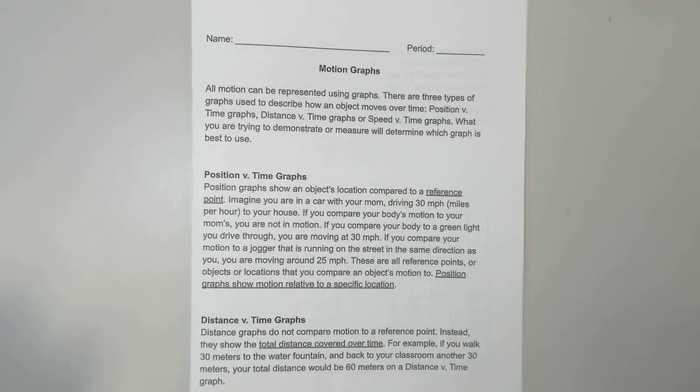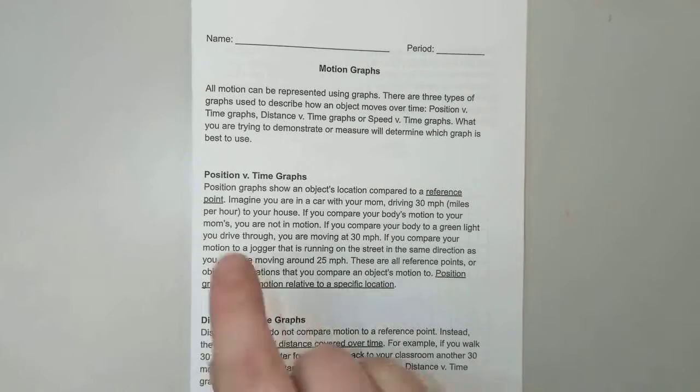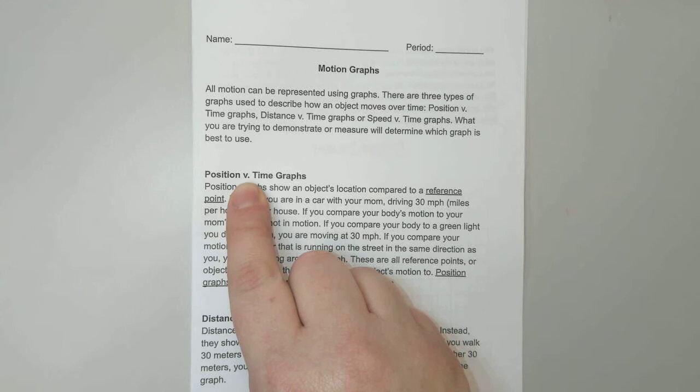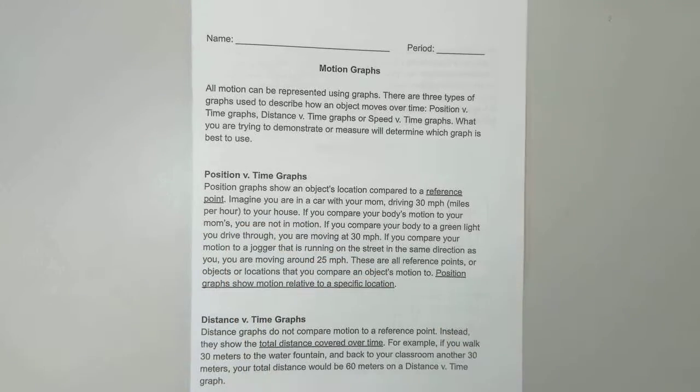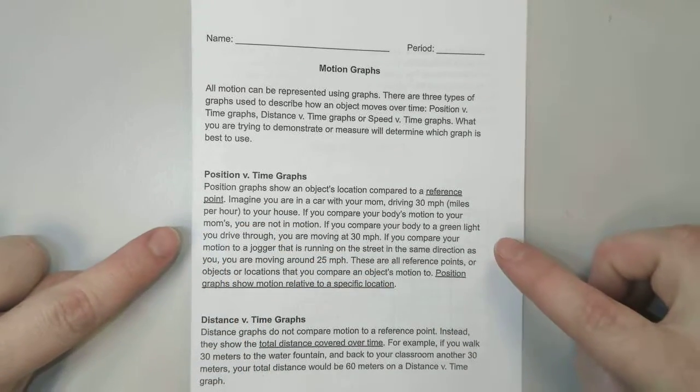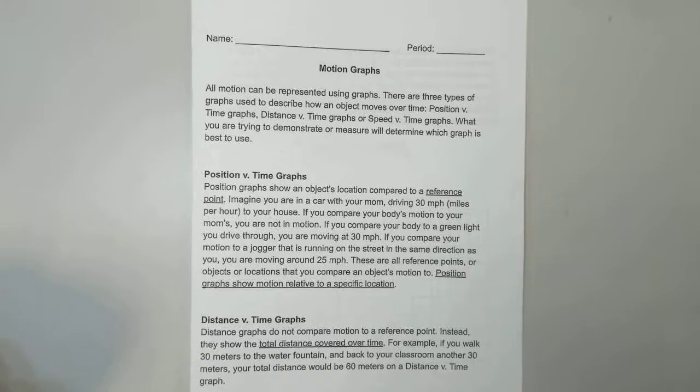At the top, it talks about how there are 3 different types of motion graphs: position versus time, distance versus time, and speed versus time. We're only going to focus on 2 in 6th grade, really. You'll get more into the speed versus time graphs in 8th grade. For today, we're going to just look at a position versus time graph and a distance versus time graph. That's what that V in the middle stands for, versus, just compared to. Sometimes you might see VS. I'm going to just summarize this, but you'll have it written down if you ever need to come back to it.